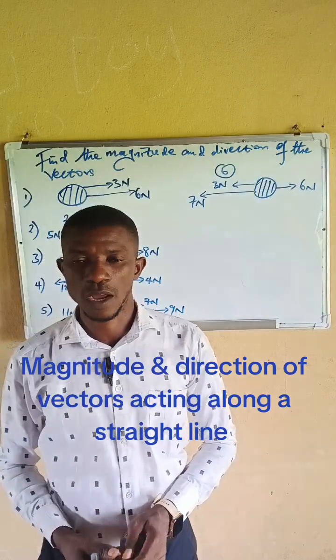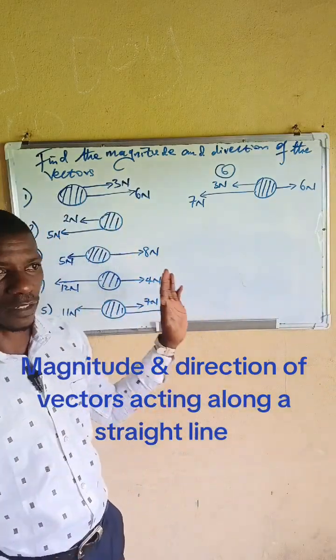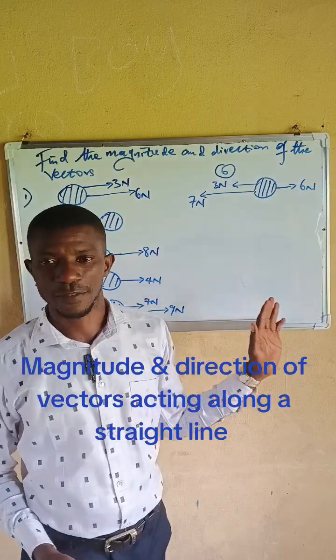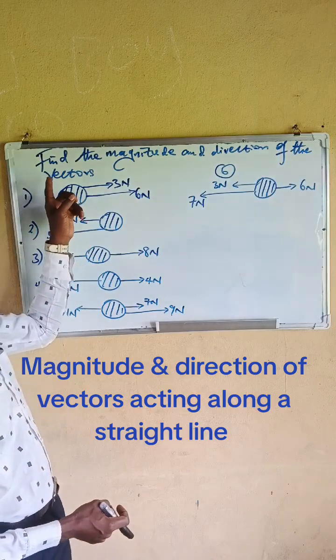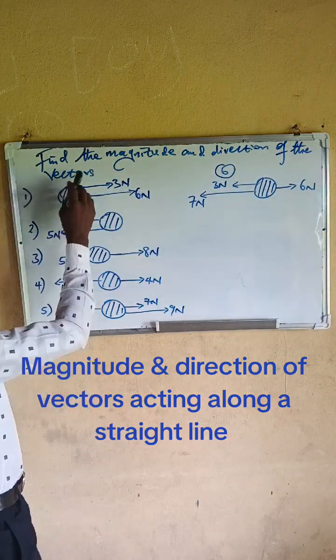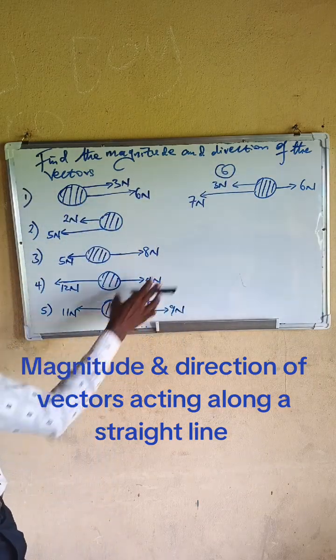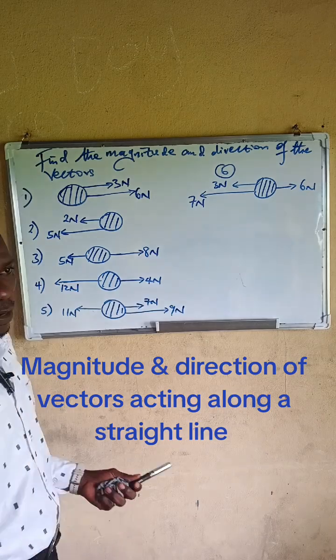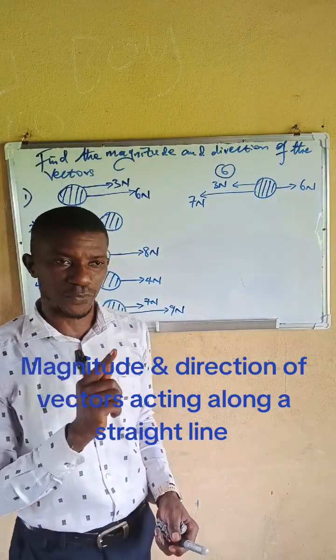In today's class, I want to solve some of these problems. So let us discuss these questions and find lasting solutions to the problems. Find the magnitude and direction of the vectors. We have 6 questions here. So let's see how to analyze this one. You're going to find the magnitude and direction of each vector.